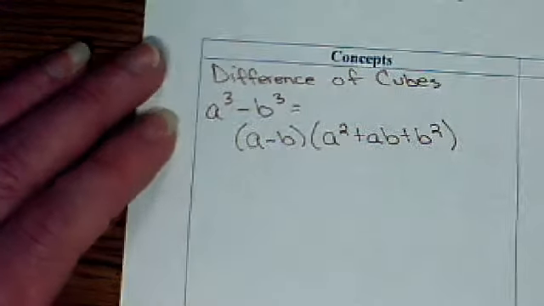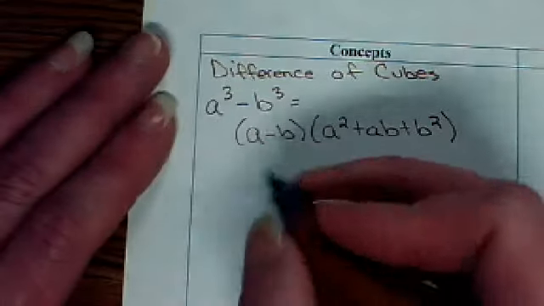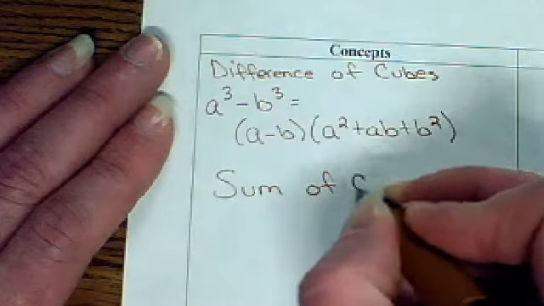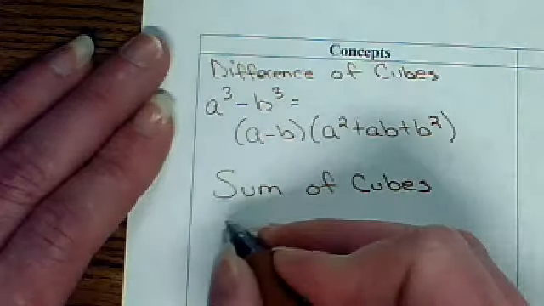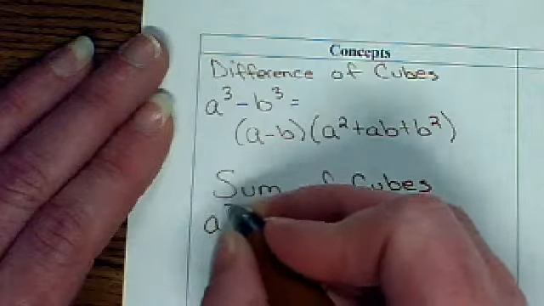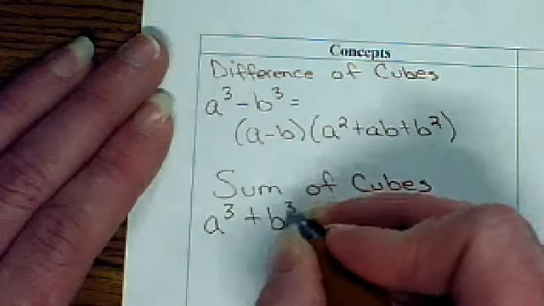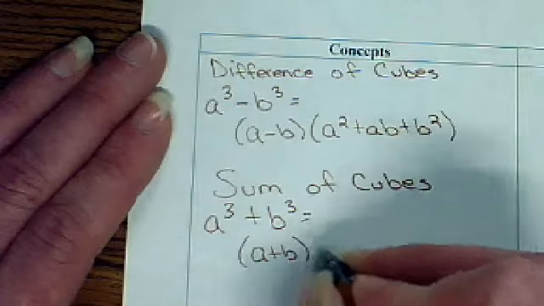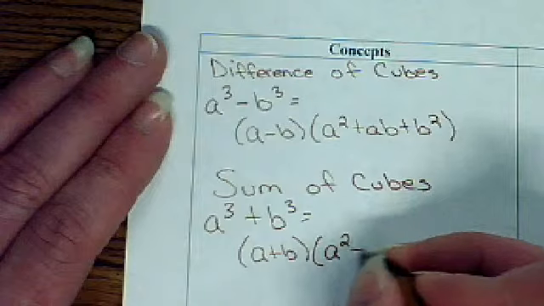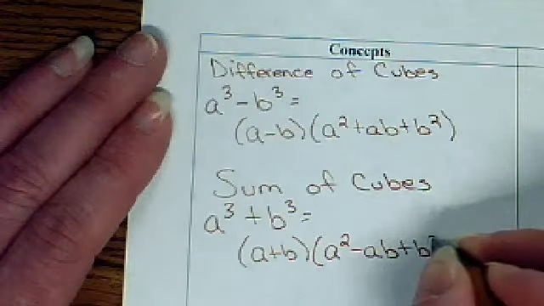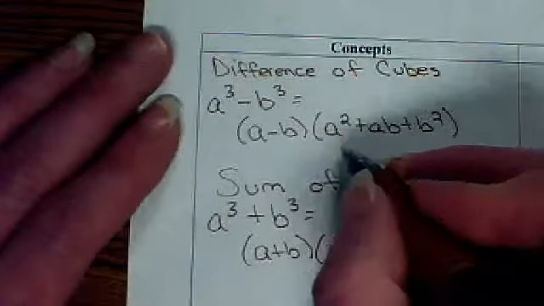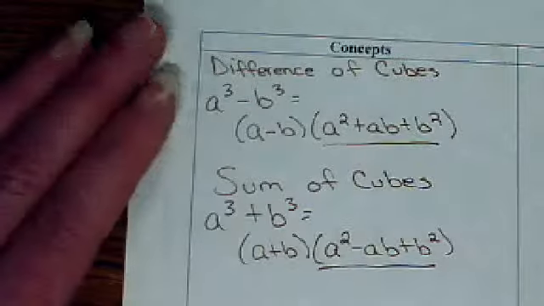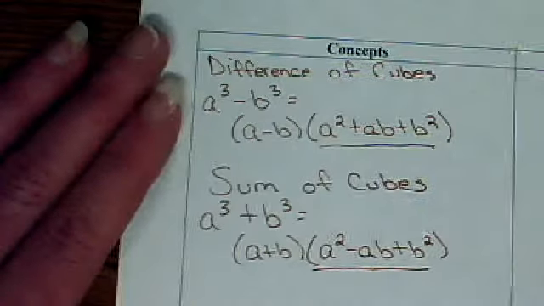Now there's actually another formula that goes with it. It is called the sum of cubes. If you have a cubed plus b cubed, it is going to factor into a plus b times a squared minus ab plus b squared. Now something to note here, these trinomials that are part of the factors are what we call prime. That means they don't factor anymore.